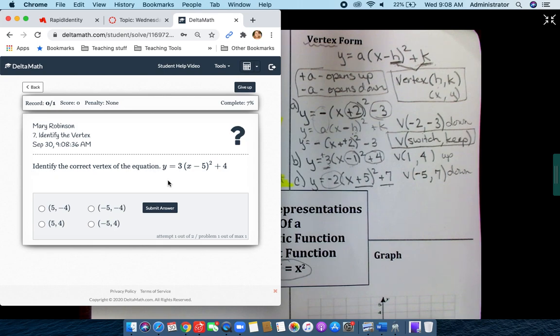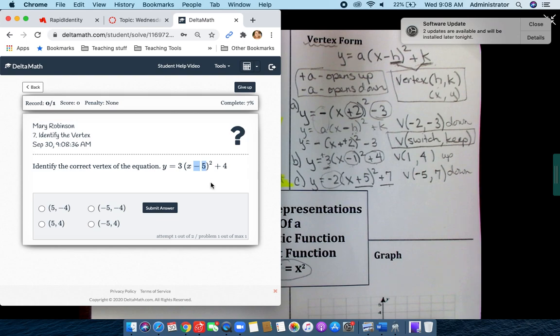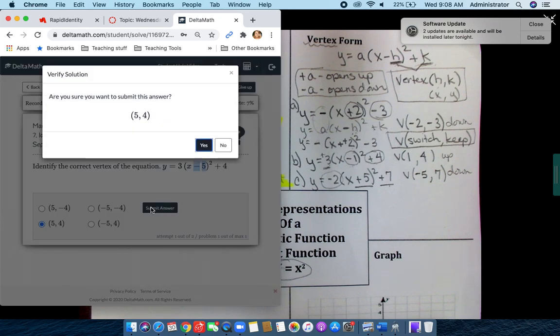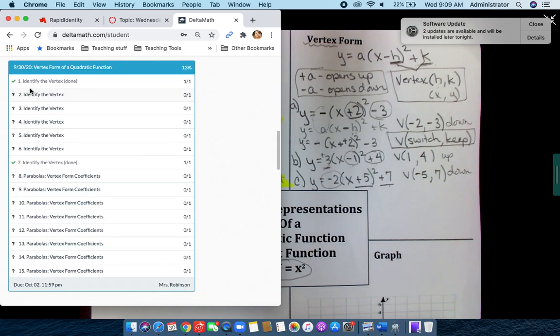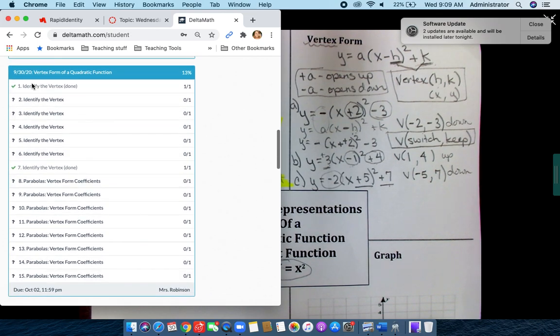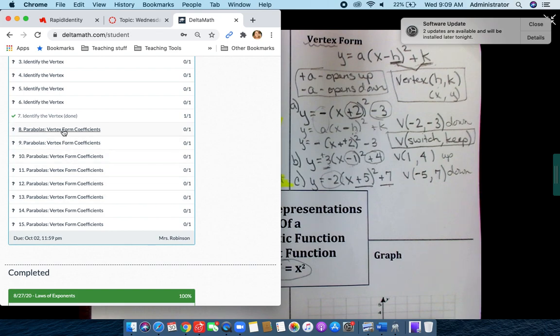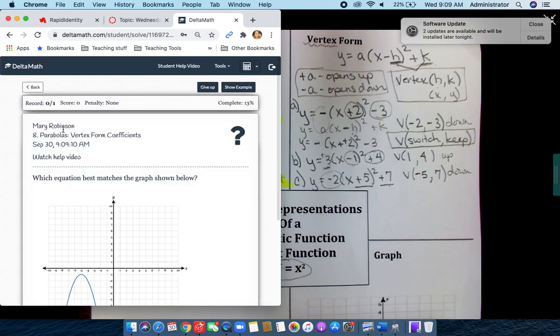Identify the correct vertex of the equation. Switch, keep. So if I see a negative 5 or minus 5 there, I'm going to switch that to a positive 5. So it's going to be one of these two. I keep the sign here, so it'll be positive 5, positive 4. That's it, guys. So I hope you enjoy this easy assignment. That's it, because I'm going to do a couple of these other ones, but that's all you have to do for these in particular. So let's go down here and take a look at these types of problems.